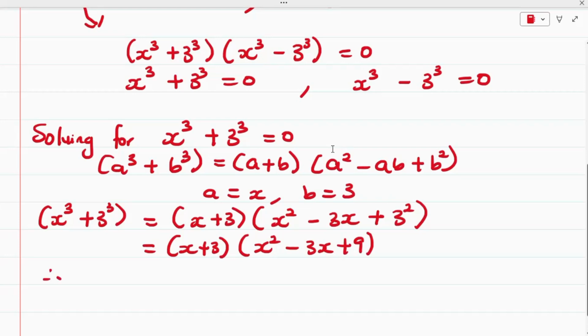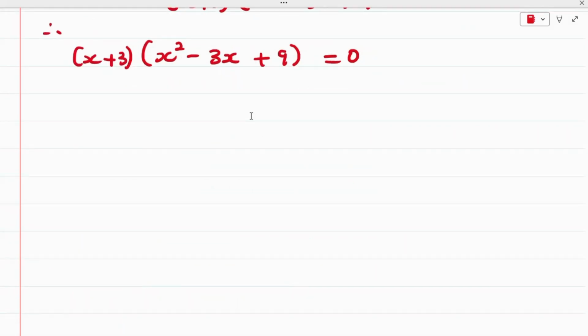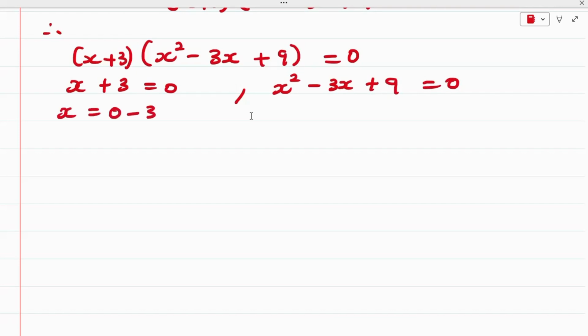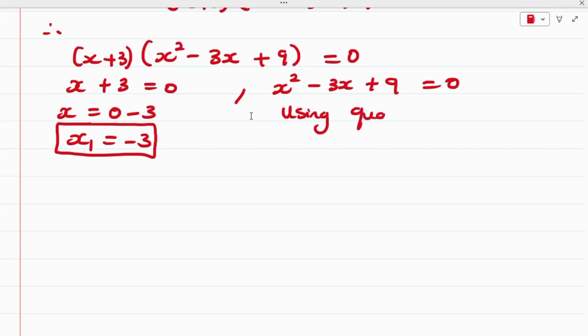Alright, so therefore we have x plus 3 multiplied by x squared minus 3x plus 9, and this is equal to 0. So from here we have two equations. We have x plus 3 equals 0, and we have x squared minus 3x plus 9 equals 0. So from here, x is equal to 0 minus 3, and x is equal to minus 3. So right here, we have been able to solve the first value of x, calling this x1. So to solve for the other, we are going to use the quadratic formula.